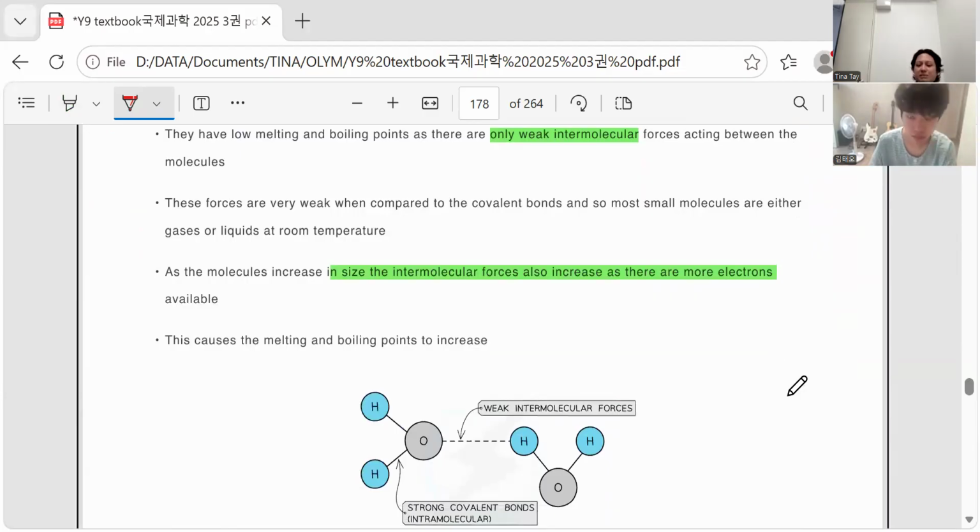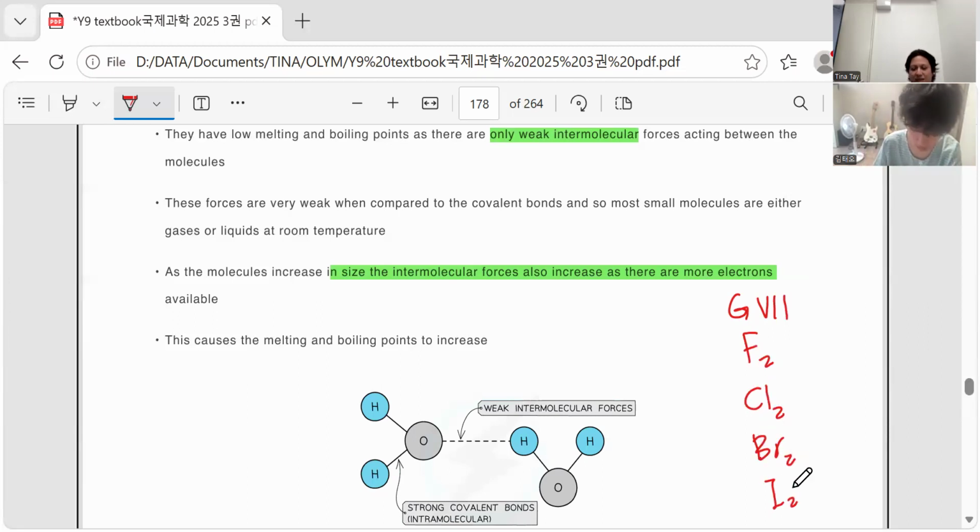This is very, very simple in terms of group 7. Remember group 7, there's fluorine, chlorine, bromine, iodine. They are all molecules. But as you go down, the size becomes bigger and bigger. So when you go down, their melting point and boiling point also become higher and higher because the size of the molecule is bigger.